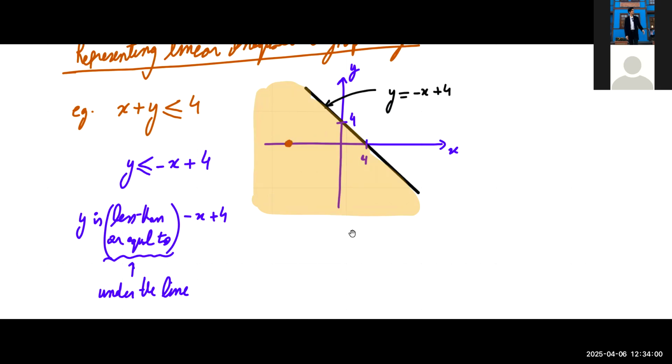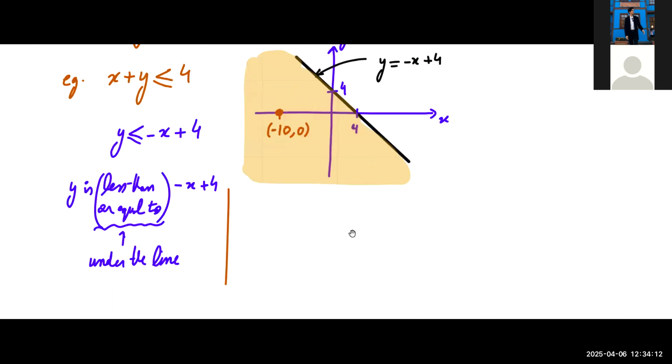What is this point? Let's call it minus 10, 0. You see how it's in the region, right? It's very obviously inside of this region. So let's see if it fulfills my inequality. So let's take my inequality and plug in the x and the y value. So what do I plug in for y?